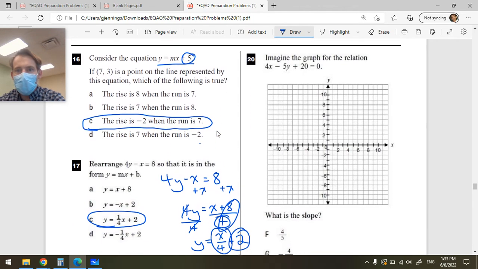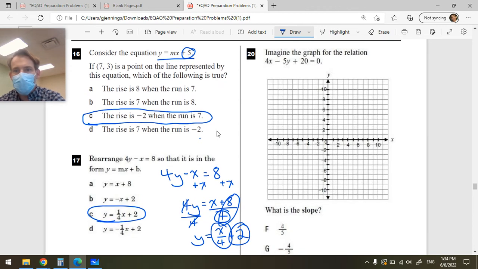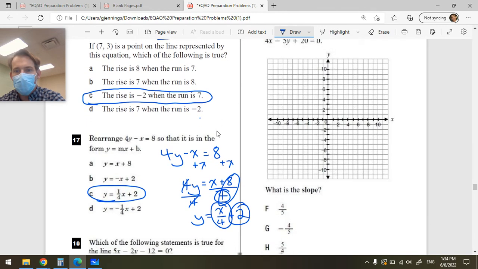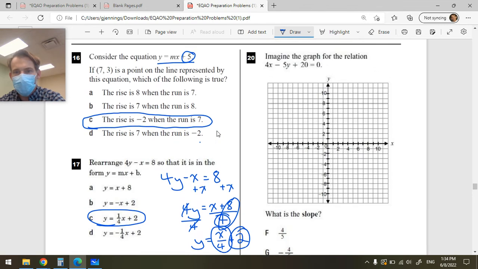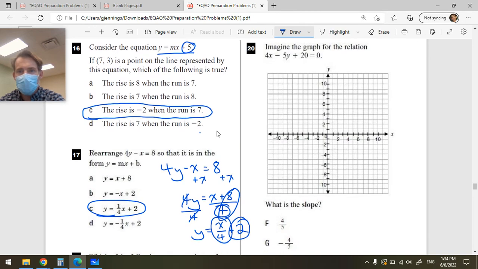All right, imagine the graph for the relation 4x minus 5y plus 20 is equal to 0. What is the slope? Okay, well, they gave us a graph as though we're supposed to graph it. I'm going to graph it. I'll show you how to graph these. So one way you can graph these is I could convert it to 4x minus 5y is equal to negative 20. Okay? And then what I can do is input x is 0 and then input y is 0.